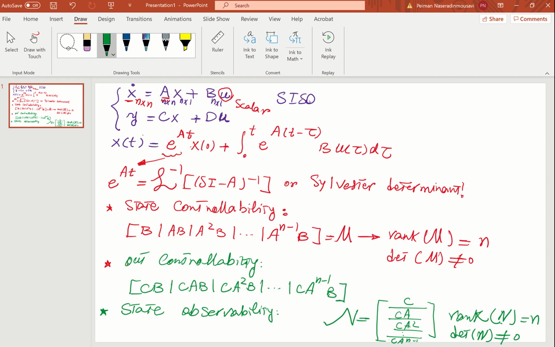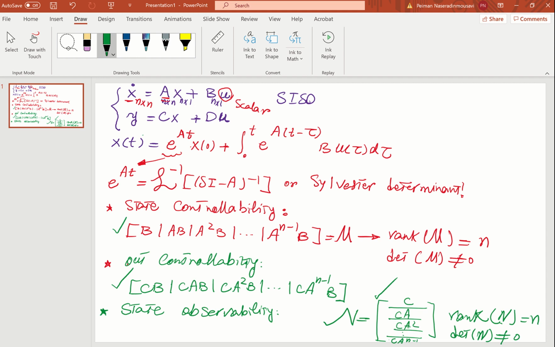Because if it is not square, like in robotic systems, we have to go to the pseudo inverse, and this is too complex. So in this course, we assume that A is a square matrix. So these matrices, the controllability matrix, the observability matrix, and the output controllability matrix, you have to check these. This is the summary of whatever I have taught until this point.